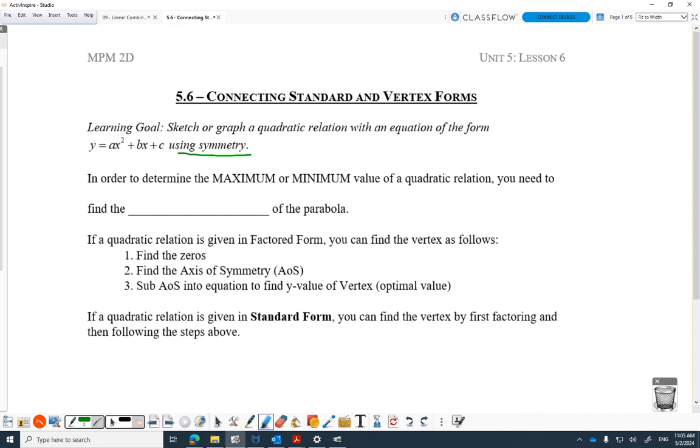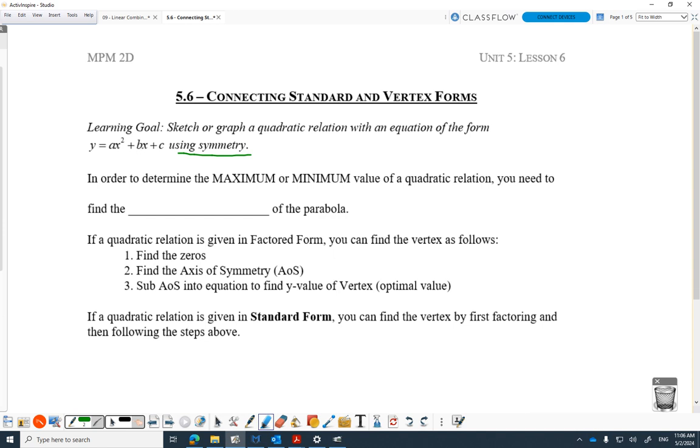In order to determine the maximum or minimum of a quadratic relation, you need to find the blank. Ooh, I brought my Star Wars stickers today. A free Star Wars sticker for anyone who can give the fancy word that's the answer to the question. And if you say, what's Star Wars? Then I will send you to the vice principal's office. I've never watched a Star Wars movie. Okay, but you know what Star Wars is. Does anyone know the answer to the question?